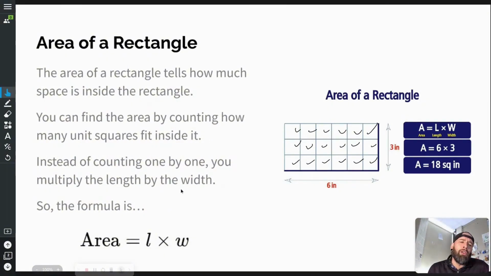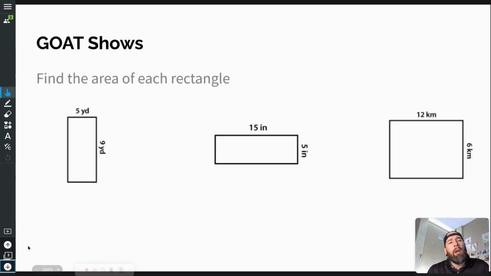Of course, the numbers aren't going to always be pretty, but whenever you're being asked to find the area of a rectangle, multiply the length and the width. Now, there's one thing that we have to remember about the unit, like yards, inches, and kilometers, but we'll get there when we actually do it.